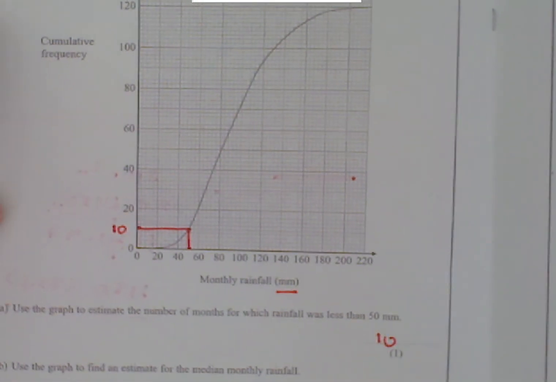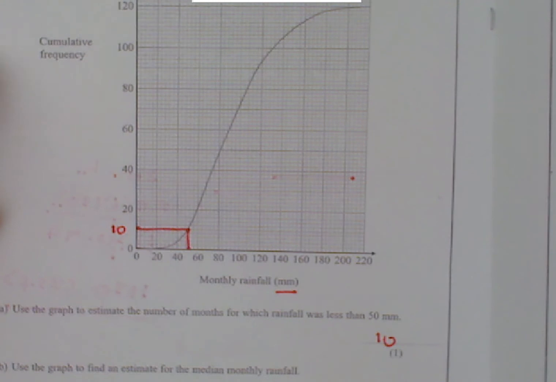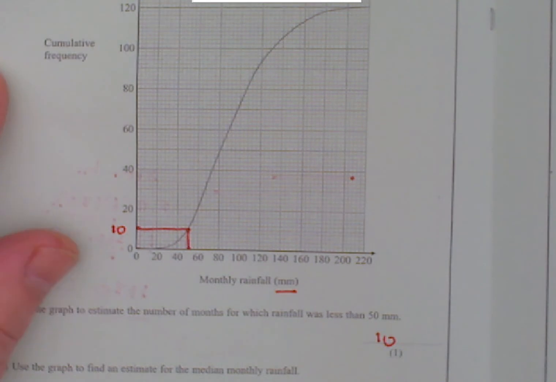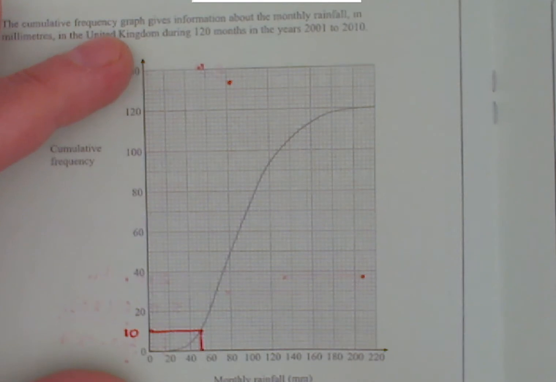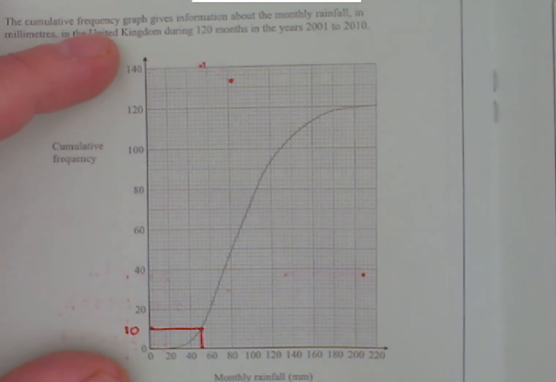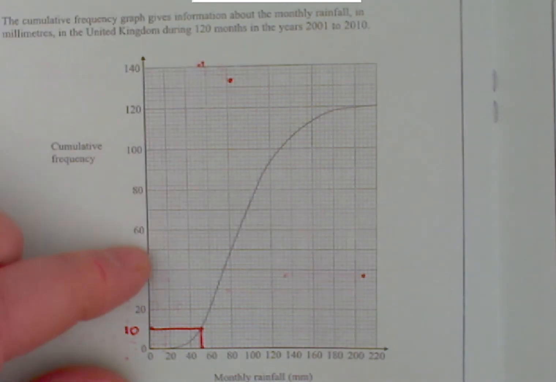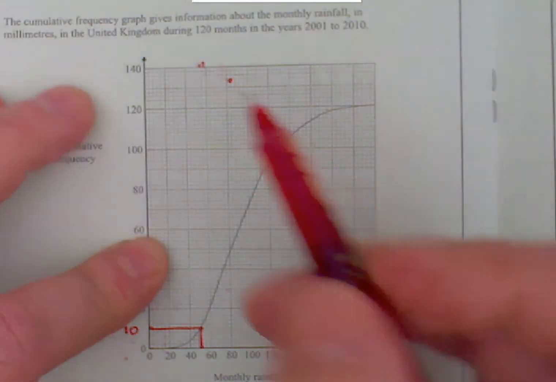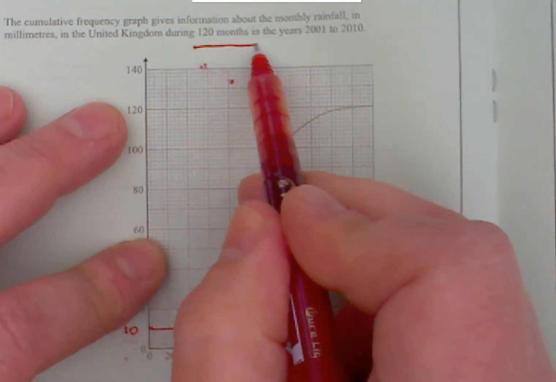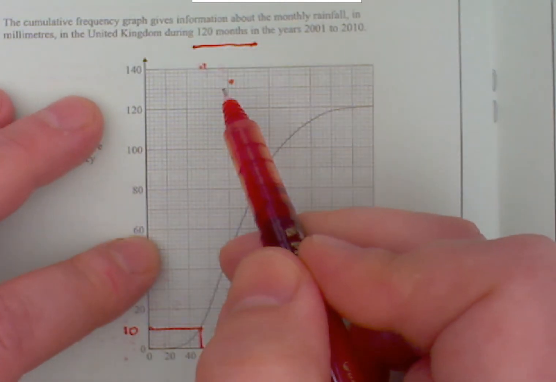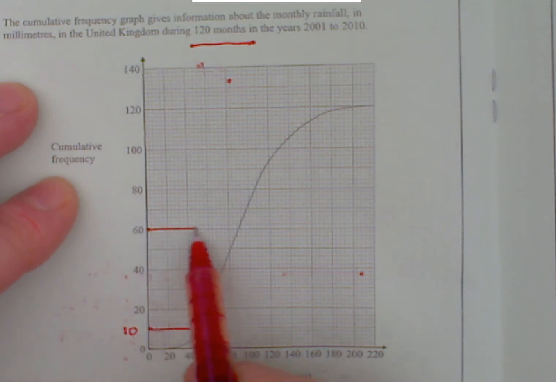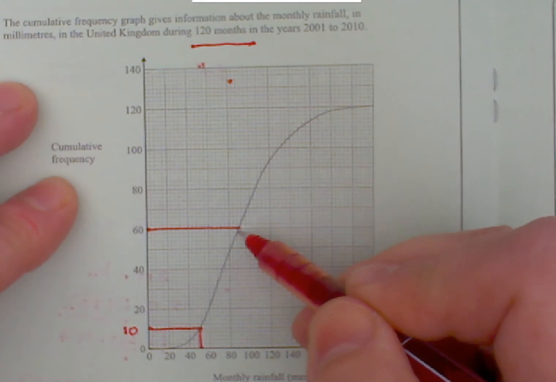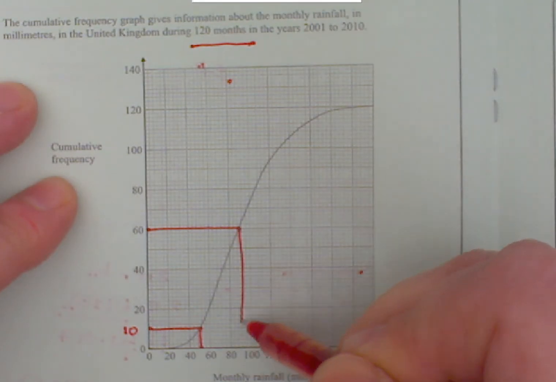10 months. Okay, then we've got to find the median. Well, it's really worthwhile not relying totally on the graph, because some of you might think, well, it's half of 140, I'll go to 70. But it says, look, there are 120 months. Okay, so half of 120 is 60, so I need to go on to 60. Okay, and then read down. Okay, and use a ruler.